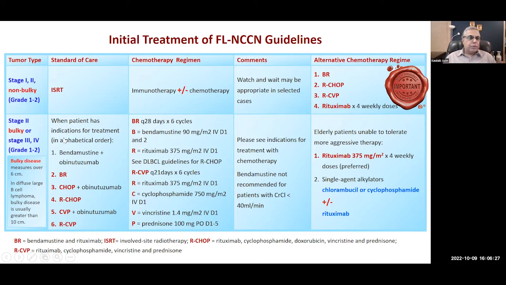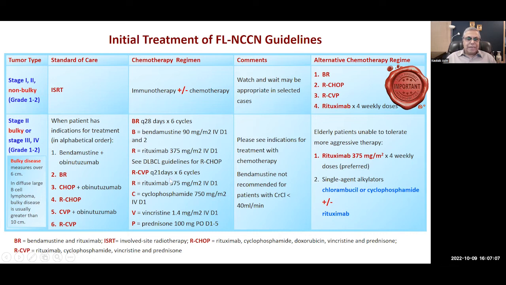Okay, then stage 2, when the patient has indication for treatment, in alphabetical order, bendamustine, obinutuzumab. Right, so these are the drugs. CHOP regimen is very common here. I've given you the CHOP regimen. Okay, R-CHOP when it is combined with rituximab, and they are both rituximab and obinutuzumab. They are both anti-CD20 antibodies, and we have got rituximab with CVP, which is given over here. All right, and here are the doses for bendamustine and CVP doses over here.